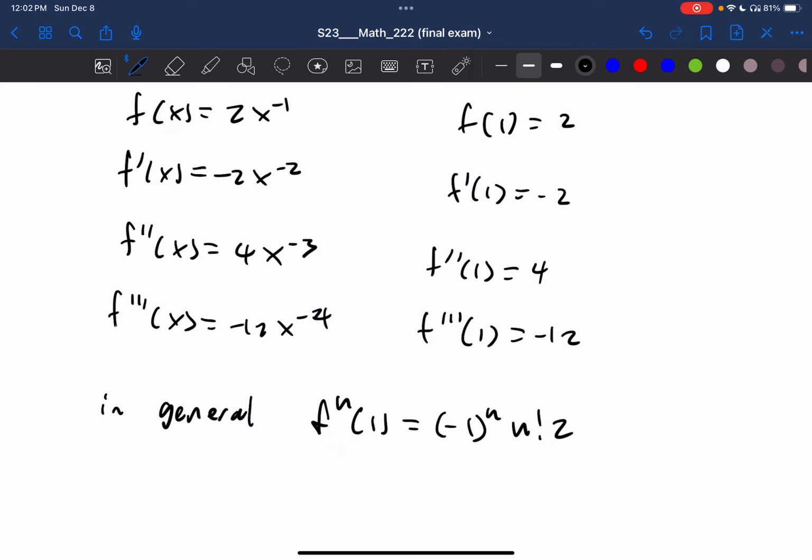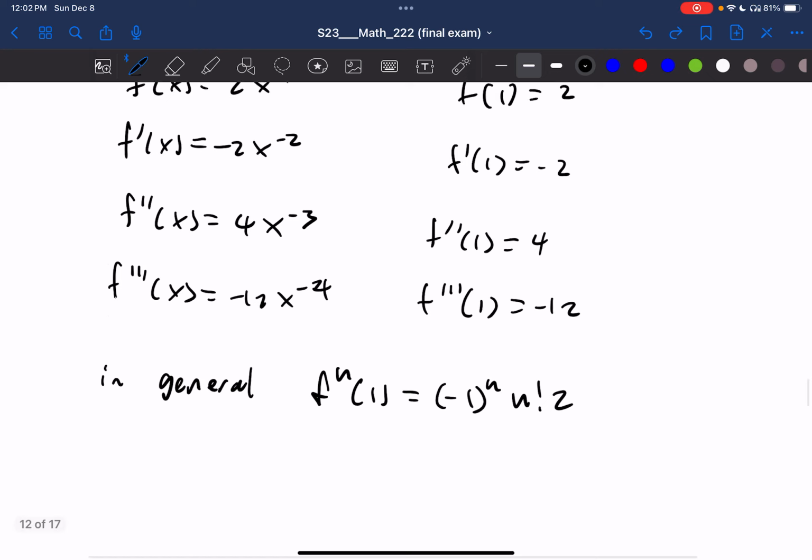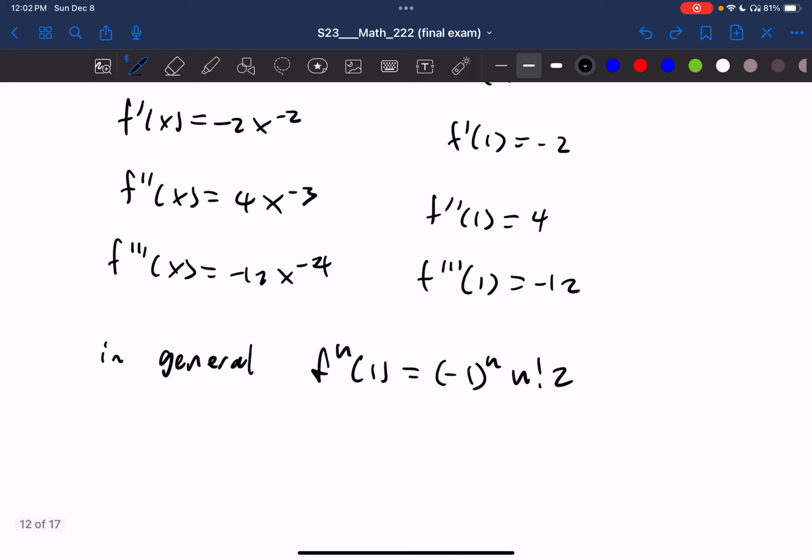So, this makes sense. Let's try this. If we plug in 0 here, what are we going to get? We get 2, which is correct. If we plug in 1, we get negative 2, which is correct. If we plug in 2, we get 2 factorial, which is 2 times 2 is 4, and this will be positive, which is 4. That's correct. If we plug in 3, we get negative 12. So far this is right.